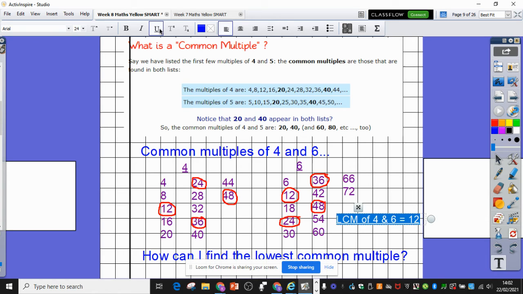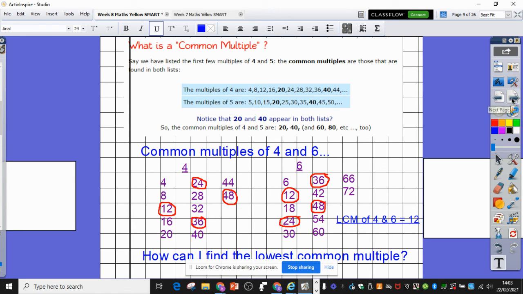So just to recap on what we've done there, Yellow Group, very quickly. I know that I'm finding the common multiples of 4 and 6. So the first thing I do is list my multiples of 4 and my multiples of 6. I then systematically go through one of my times tables and compare it to the other one. Does it appear? Yes, it does. If it does, it's a common multiple. If it doesn't, move on to the next one. The question was asking me, how can I find the lowest common multiple? And my lowest common multiple of 4 and 6 is 12.